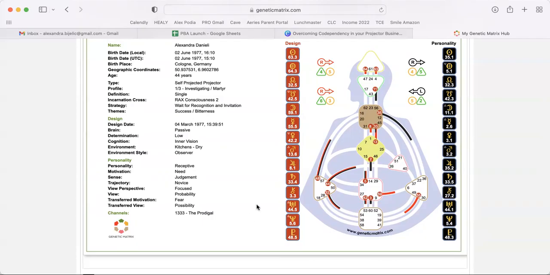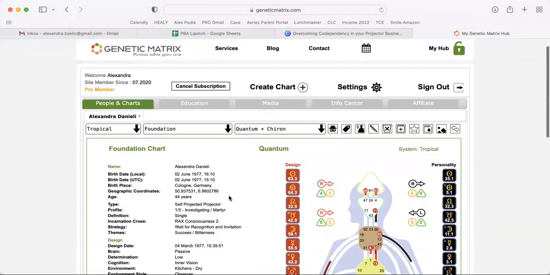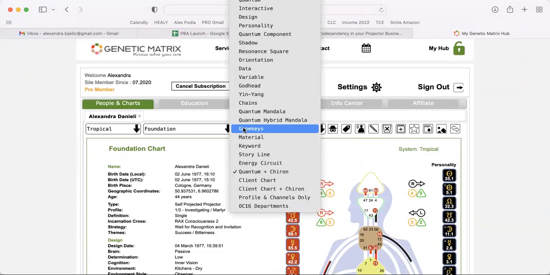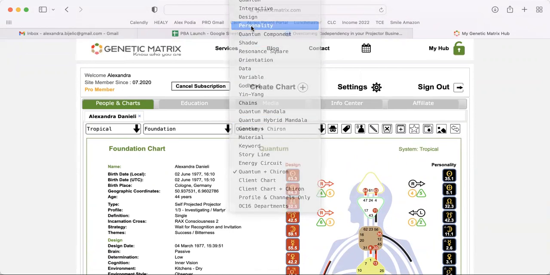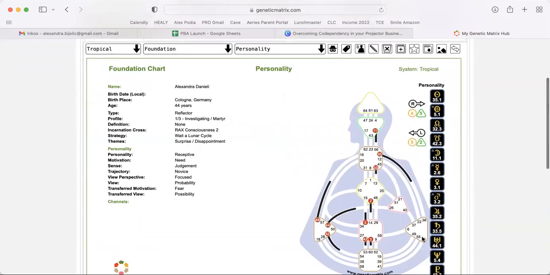And then last but not least, what I want to show you, but what we also have a different document for to go deeper into, because it's really, really helpful for business, is also your motivation. And if you don't have a paid Genetic Matrix account, you can create a free account and get this by clicking on your personality, which will show you the black side, which will also show you the motivation.